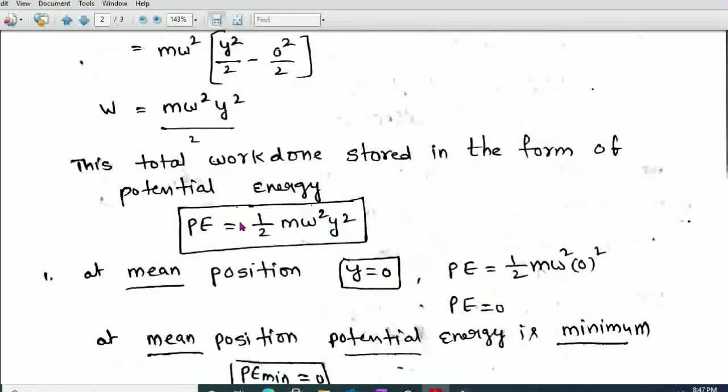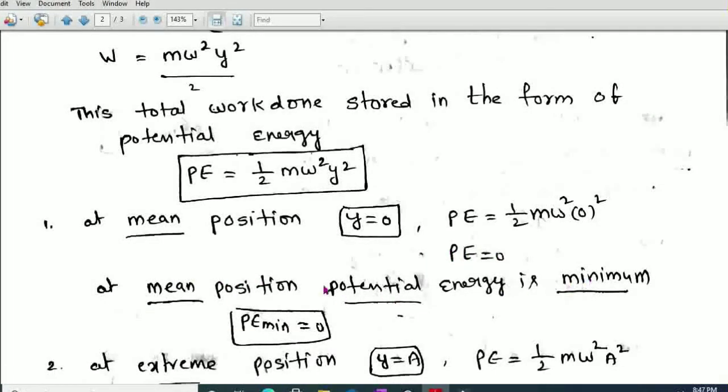Now let us find the potential energy value at the mean position and the extreme position. As we discussed in the case of kinetic energy, at the mean position the displacement is 0, y is equal to 0. If you substitute y equal to 0 in half m omega square y square, the potential energy is 0. That means at the mean position the potential energy is minimum, which is 0.